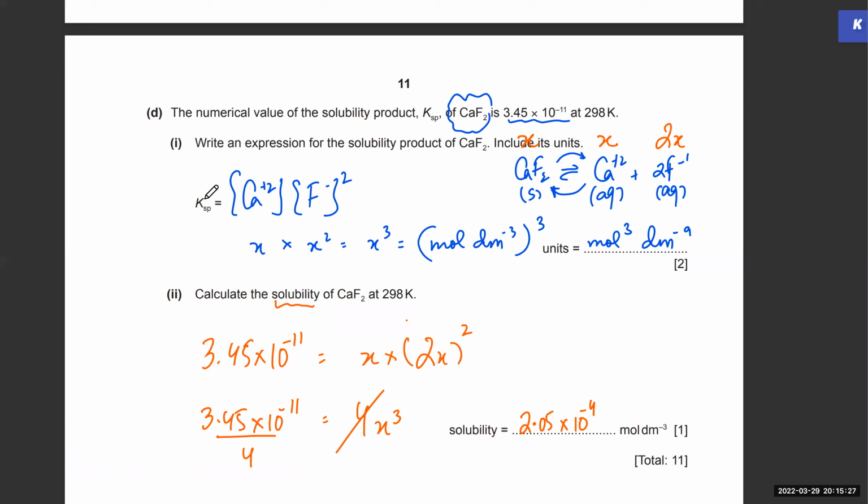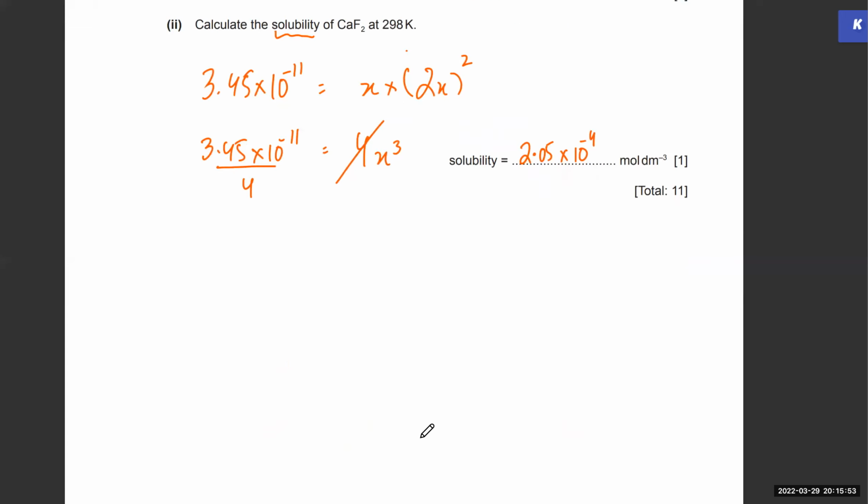So just remember that you always get a typical question on Ksp. Either they're asking you to calculate Ksp when the solubility is given, so you'll find the concentration of the ions, put that in the expression, and find Ksp. Or you'll get the opposite question, where Ksp is given and they ask you how much calcium fluoride actually dissolves. You just take it as X, find the concentration of the ions in terms of X, put that in the expression, and once you do that, you'll be able to figure out what X is.